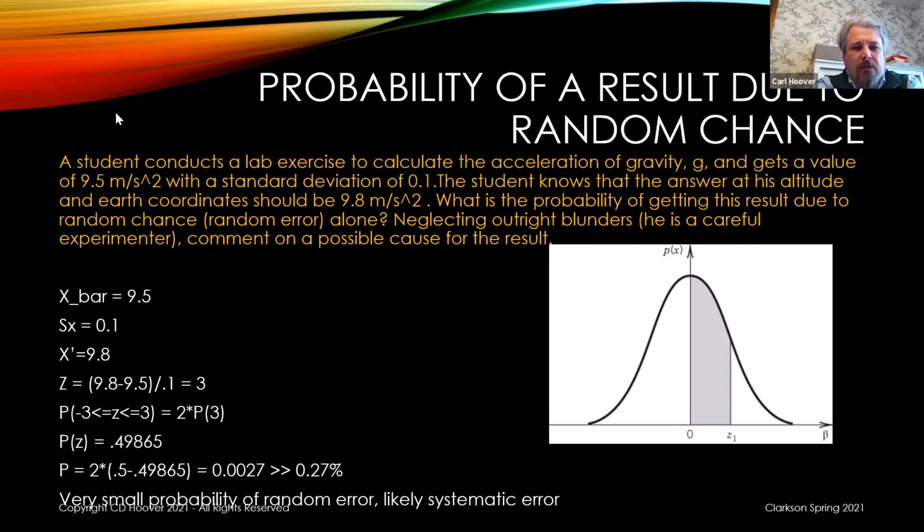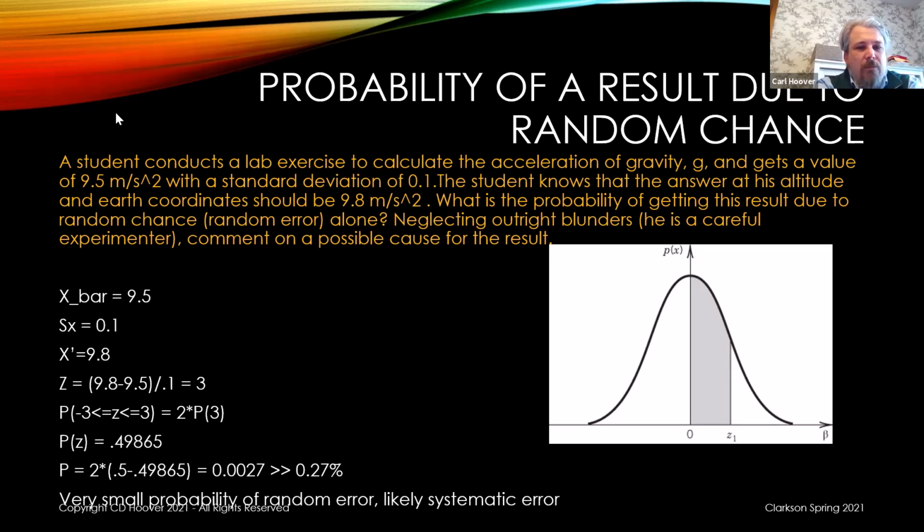So how are we going to do this? Now we have similar concepts. We've got a mean of 9.5 based on our tests, and a sample standard deviation of 0.1, known true value of 9.8. So we can compute a z from that, 9.8 minus 9.5 over 0.1, and that's a z of 3. So the probability of z being between minus 3 and 3 is 2 times the probability of 3.